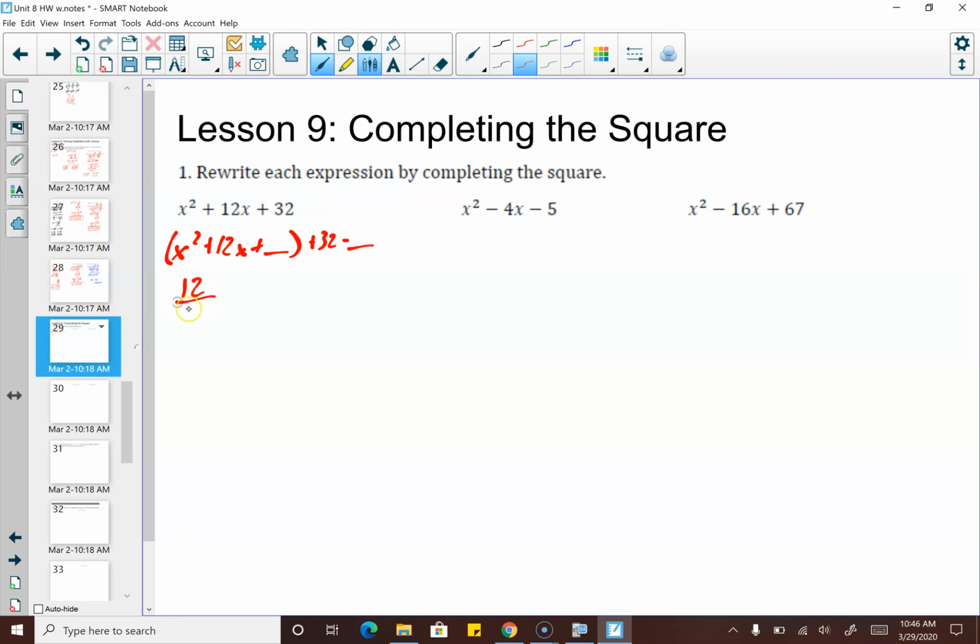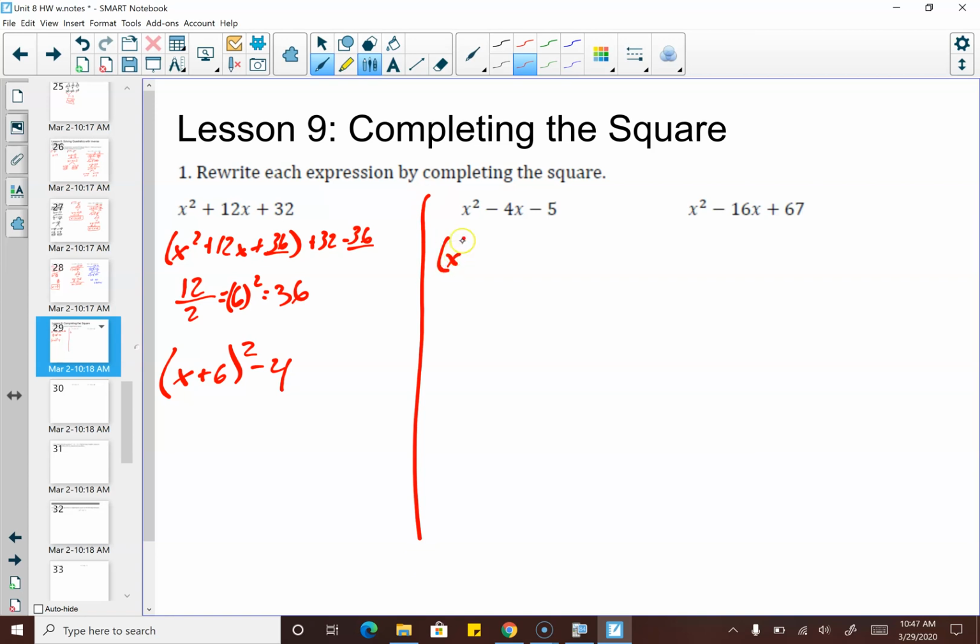We take the number in front of x, we divide it by 2, and we square it. So 12 divided by 2 is 6, 6 squared is 36. So that's what goes on each line. Remember, the first line gets a plus sign, the second line gets a minus sign. The first piece turns into x plus 6 squared, and then 32 minus 36 gives us a negative 4. So our equivalent expression here is x plus 6 squared minus 4.